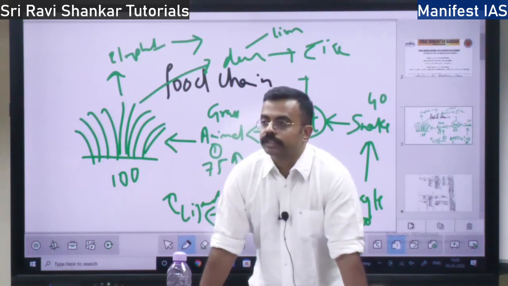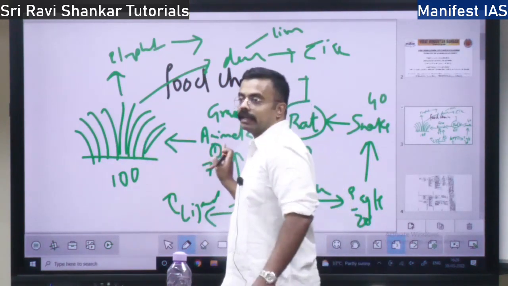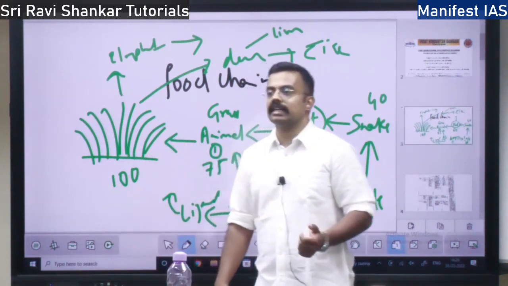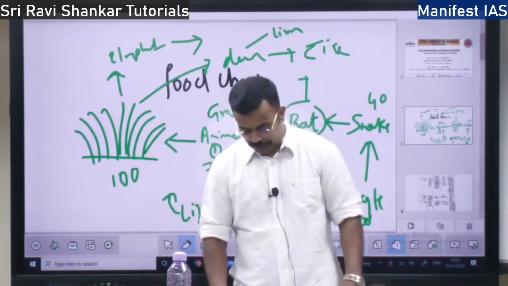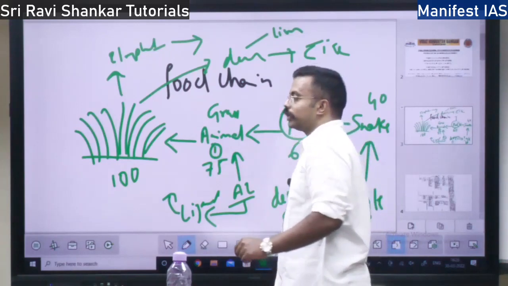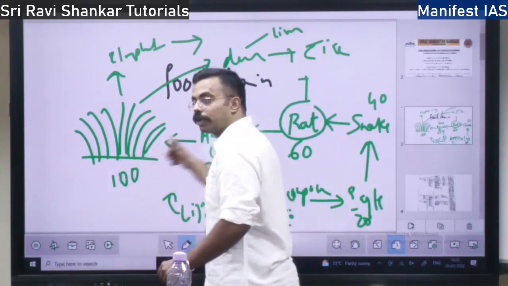One is the grazing food chain. Grazing food chain is what I have told you here. This one. Grazing means eating the grass. So that is the first food chain. Then the second food chain is, see here, from grass it progresses.